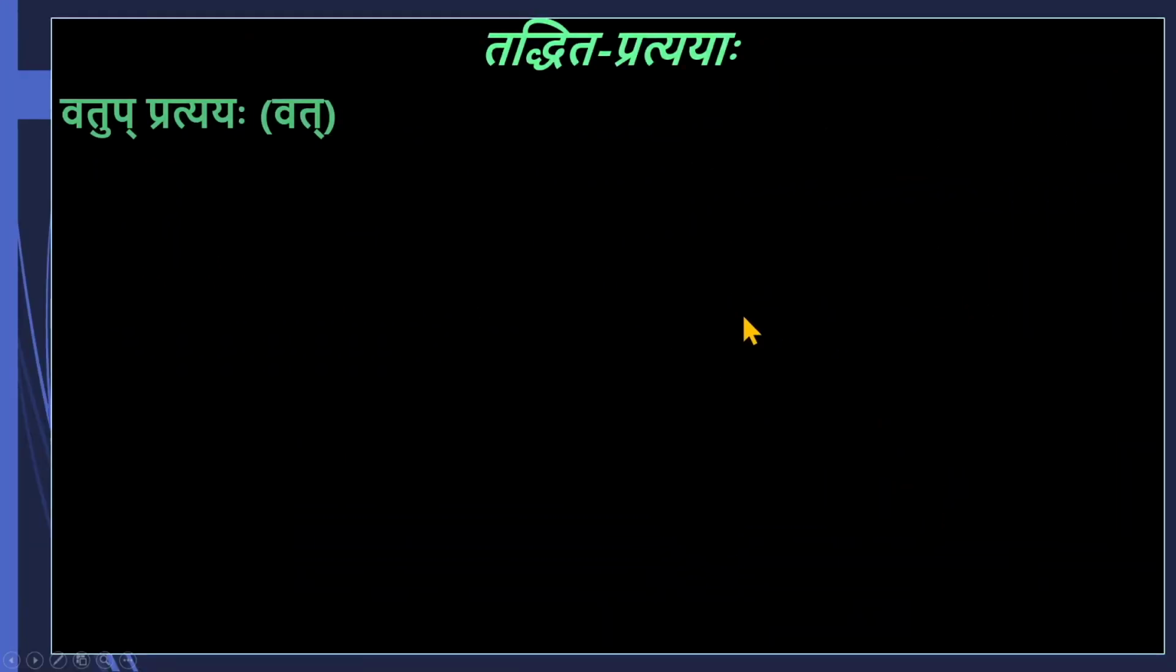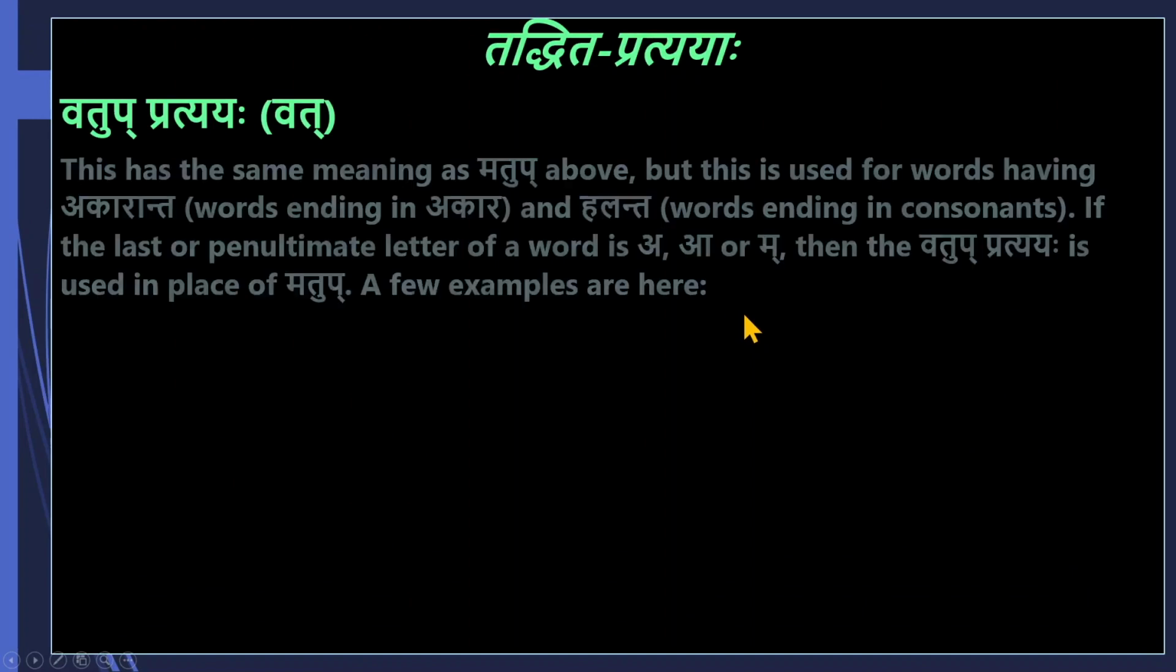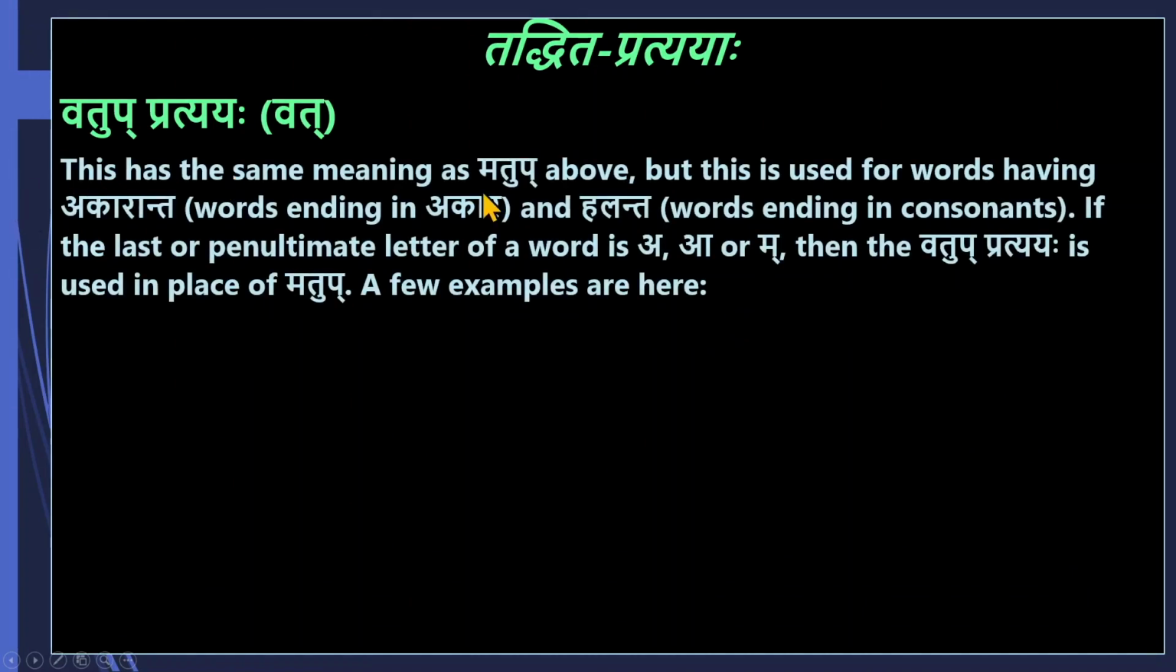Next, we go to the Vatup Pratyaya. This has the same meaning as Matup above, but this is used for words having Akaranta, words ending in Akara, and Halanta, words ending in consonants. If the last or penultimate letter of a word is A, then the Vatup Pratyaya is used in place of Matup. A few examples are shown here.